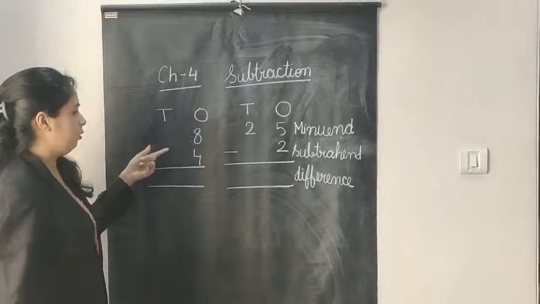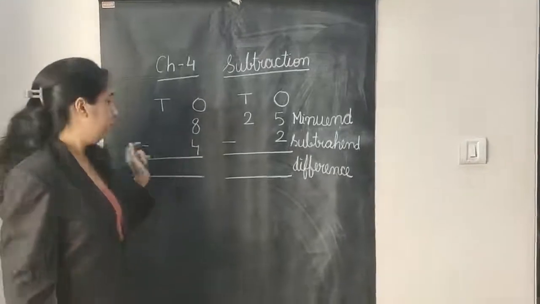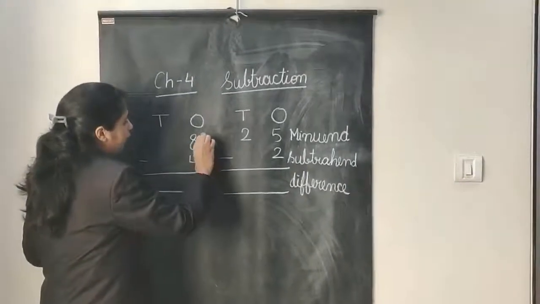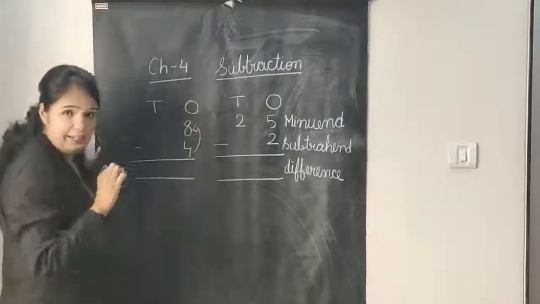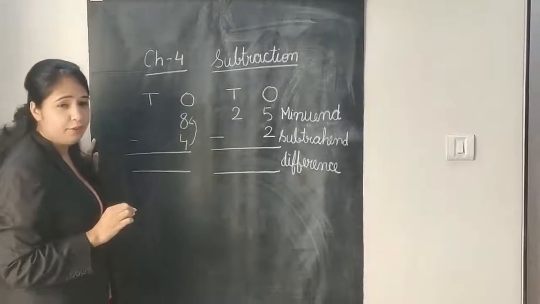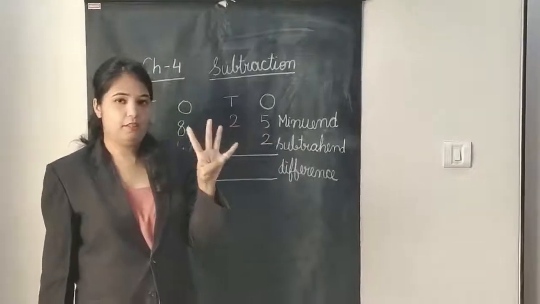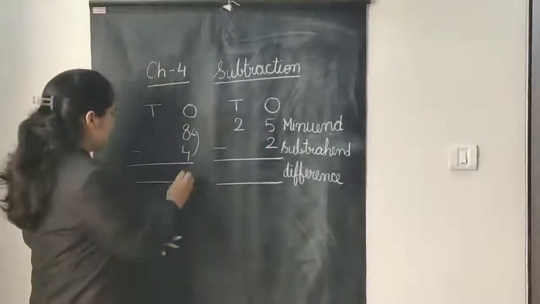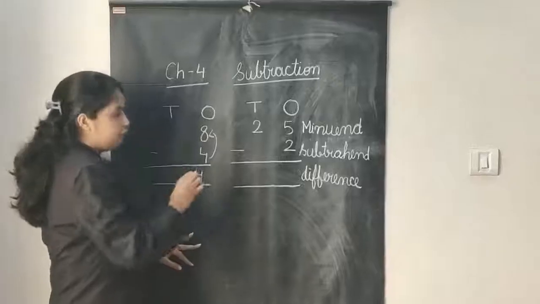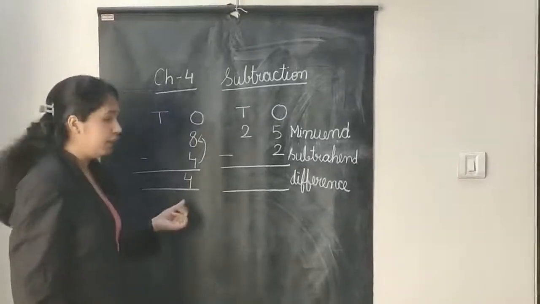So now let's solve. 8 minus 4. So what are we doing? After 4 till 8, right? After 4: 5, 6, 7, 8. 4 on my fingers. So the answer is 4. The answer came in single digit.